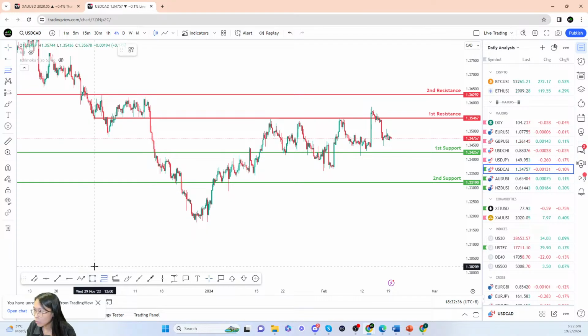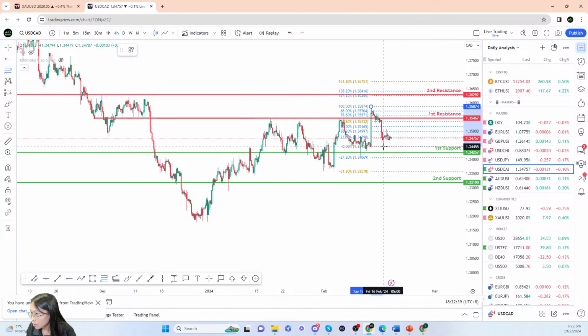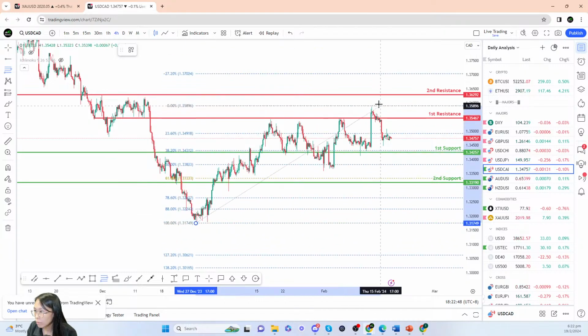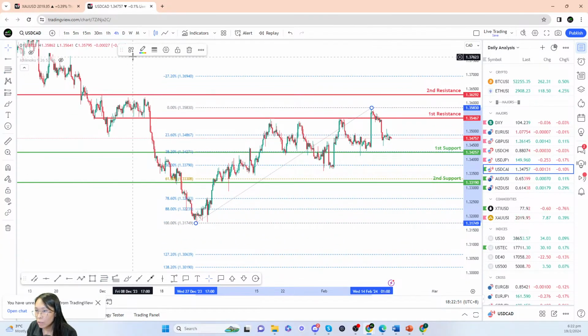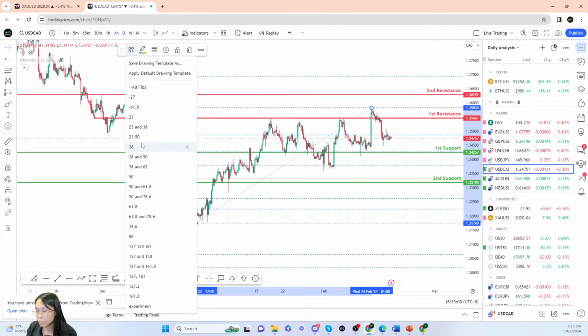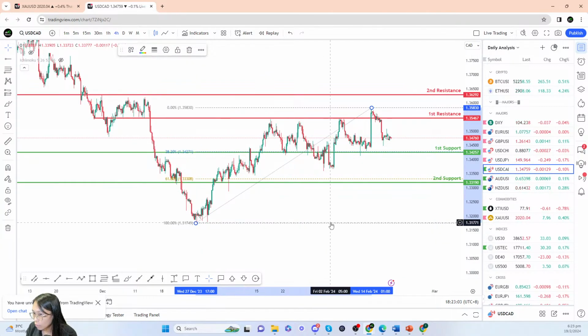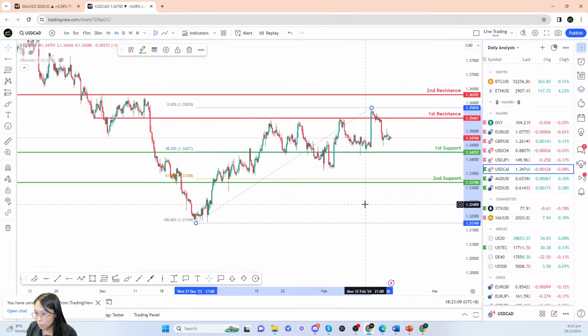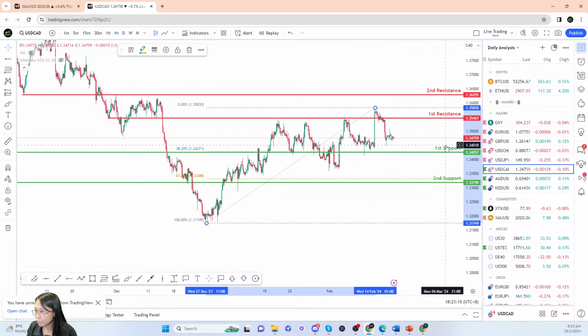And Fibonacci. I shouldn't use this, it would be too close. All levels. So I do have the 38 and 61. These two Fibonacci levels align with my first support and also second support. So that's it for the dollar CAD.